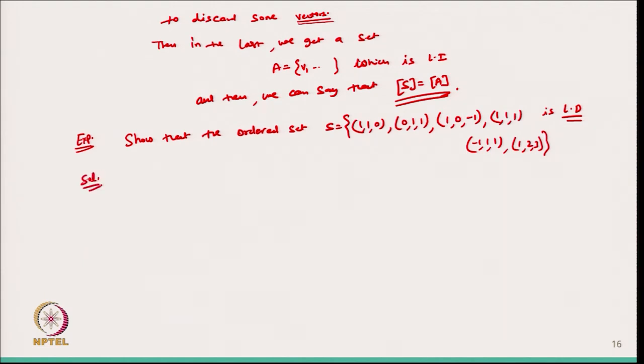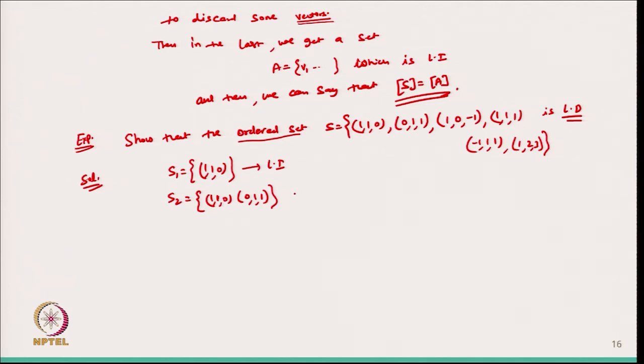The other thing is that it is an ordered set. So we define a set S1 that contains the first element, and this is of course LI because it is only one element and that is a non-zero element. Then we define S2. So for S2 I am taking (1, 1, 0) and (0, 1, 1), adding one more element there, and then we want to check.